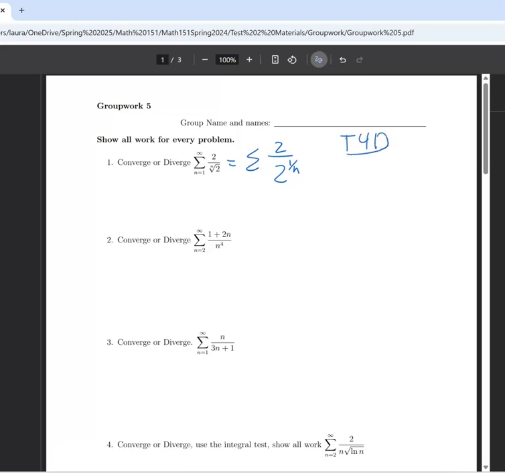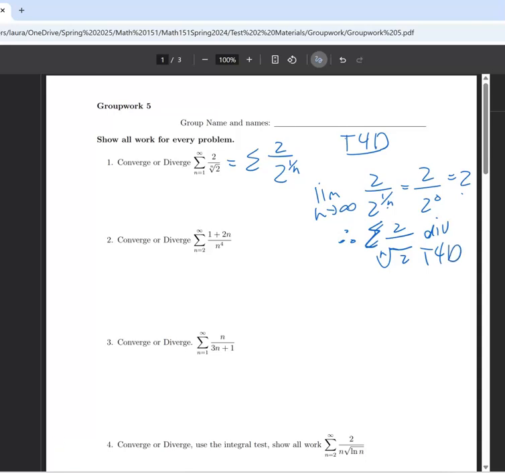Because it's not geometric, it's not a p-test, so let's just try taking the limit as n goes to infinity of this. And then if I put the infinity in here, I get 2 to the 0. Oh, 2 to the 0, that's 1. All right, since this doesn't equal 0, therefore I know that the whole thing, you need to write this, nth root of 2, make my sign better, diverges, t for d.